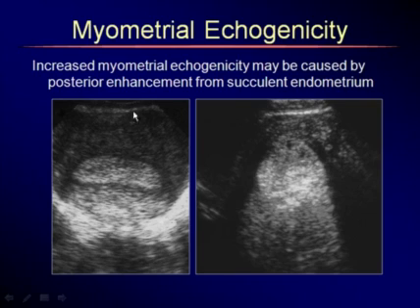Another little technical point about the myometrium is that sometimes you will see increased echogenicity within the myometrium, but you should make note: is it behind secretory endometrium? When the secretory phase is present, these little glands fill with mucus. There's increased water content that then increases sound transmission and may make this posterior myometrium look hyperechoic. So that's just an artifact and should not be taken for pathology.